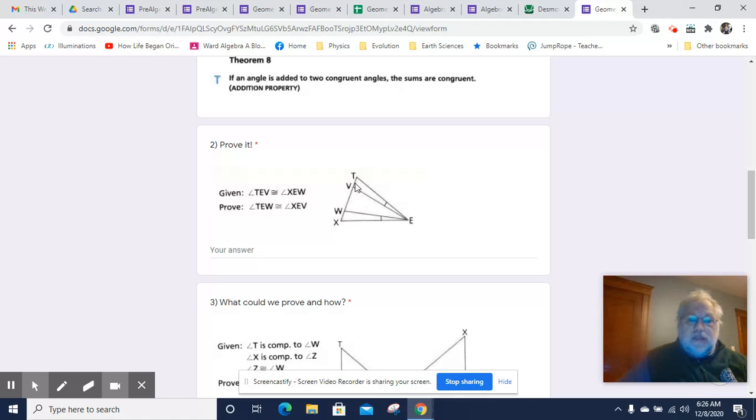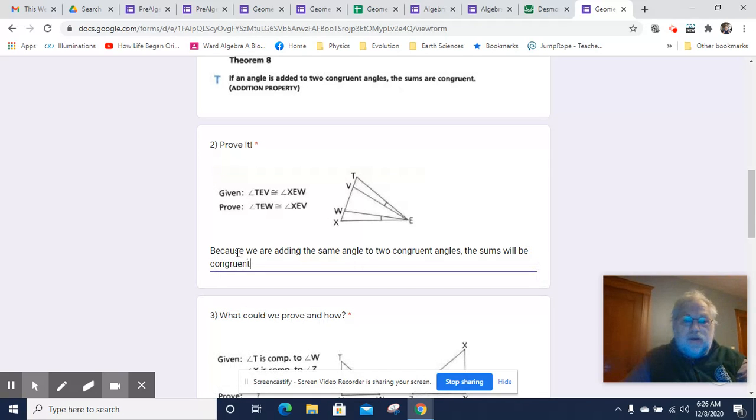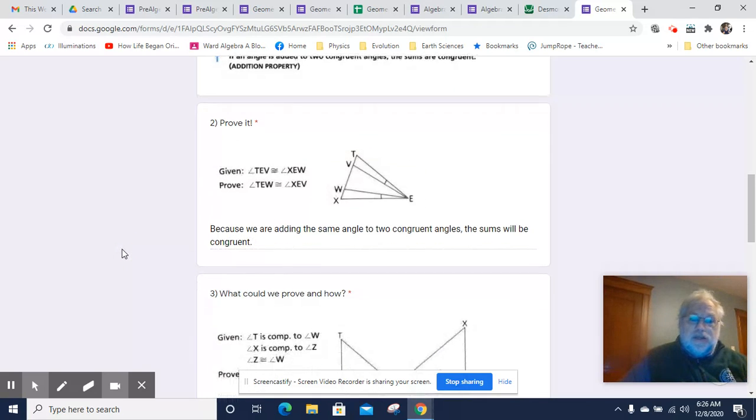Well, TEW and XEV are both the sums of a congruent angle and an additional angle. So we're adding the same angle. So if an angle is added to two congruent angles, the sums are congruent. Because we are adding the same angle to two congruent angles, the sums will be congruent. And that's basically what you need to communicate.